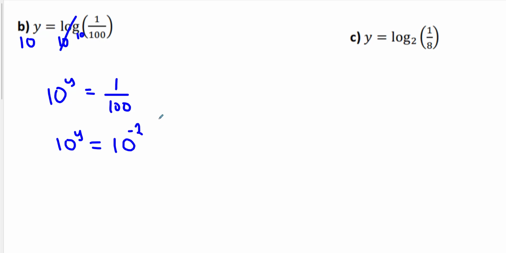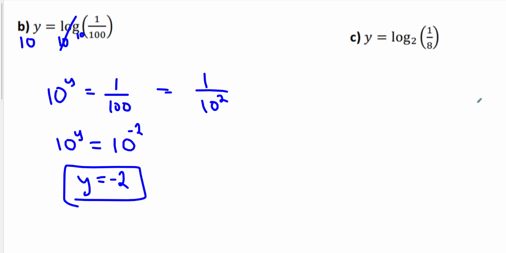It is negative 2, exactly, yeah. If you can't figure it out, remember 100 is just 10 to the power of 2, right? So this is 1 over 10 squared. And since it's in the denominator, if you want it in the numerator, you just add a negative. And there we go. So y is equal to negative 2. All right, try doing the next one.